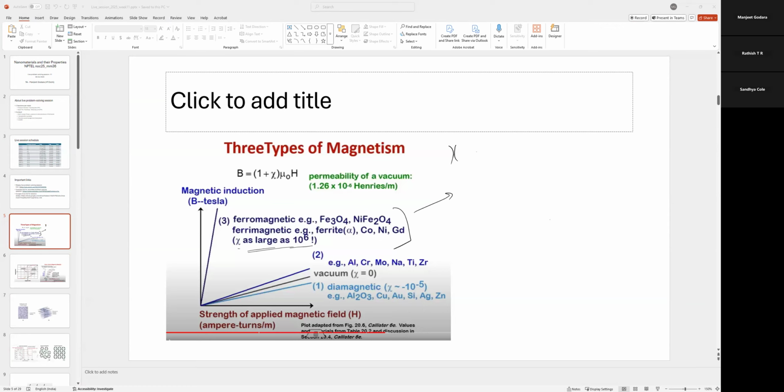So both ferromagnetic and paramagnetic materials, they both have unpaired electrons, which is due to the spin of the unpaired electron and the orbitals.